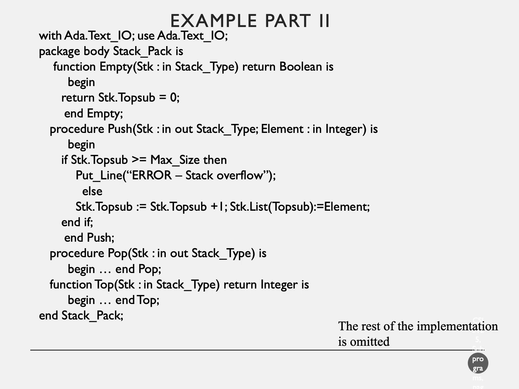Now the pop and top procedures are not fully shown, but they would remove the top element and return the top element respectively. So the key takeaway here is that the implementation details are encapsulated inside this package body, hidden from any external user. Only the operations like push, pop, etc. are exposed through the specification.